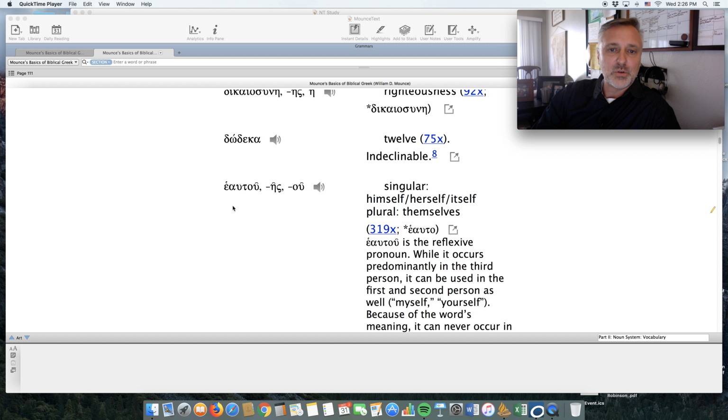Heautu. Heautu means himself, herself, or itself, or in the plural, themselves. One thing that is very interesting about heautu is that it never occurs in the nominative, and that's why its lexical form is listed as a genitive singular, heautu. So you can see autos in there somewhere, but the he makes it a reflexive pronoun. So heautu, you see there heautes, heautu. It's either himself, herself, or itself.